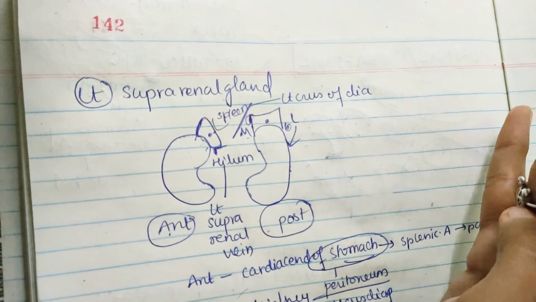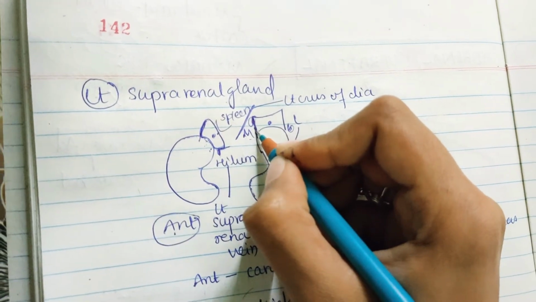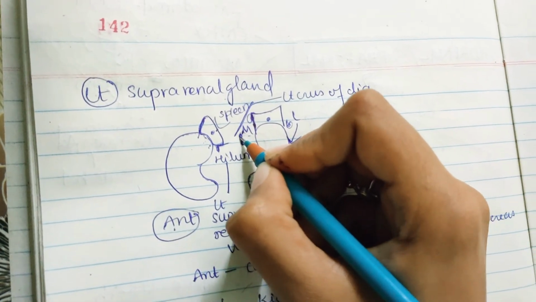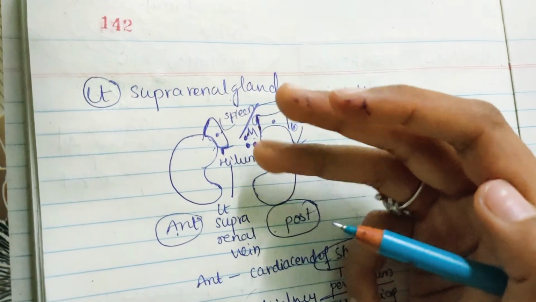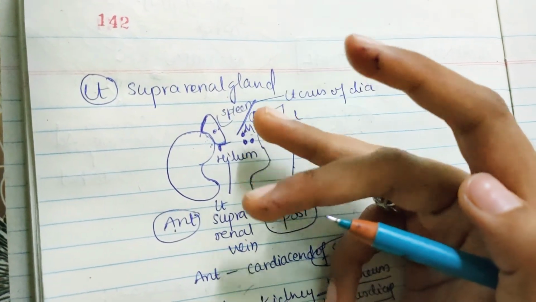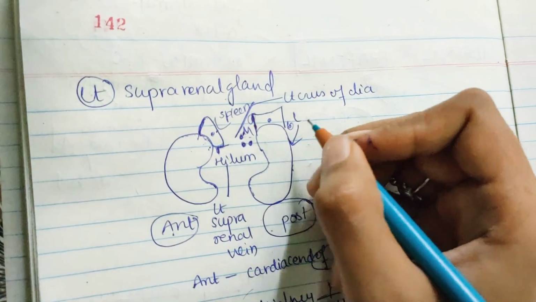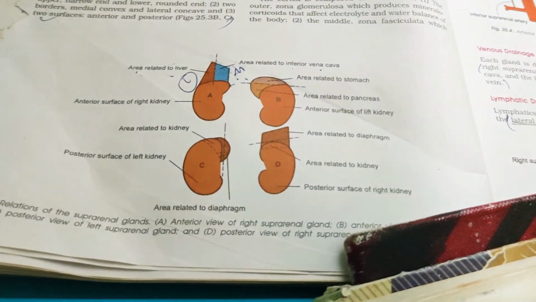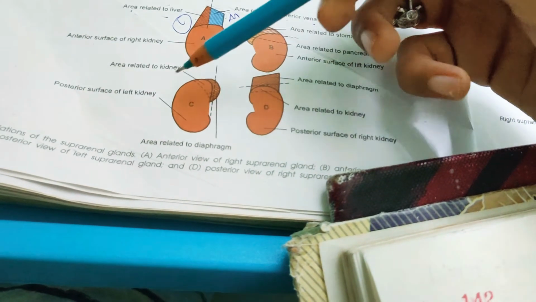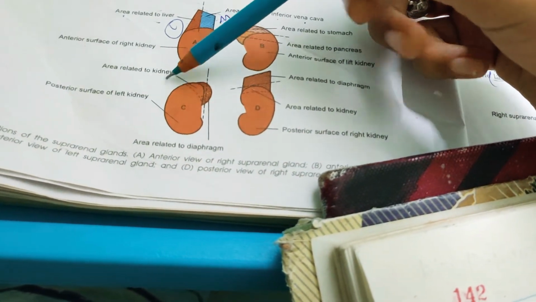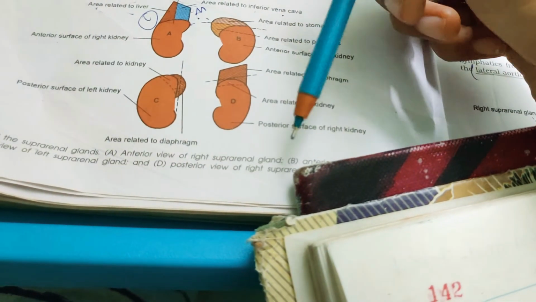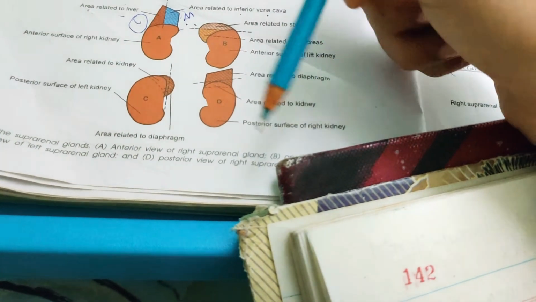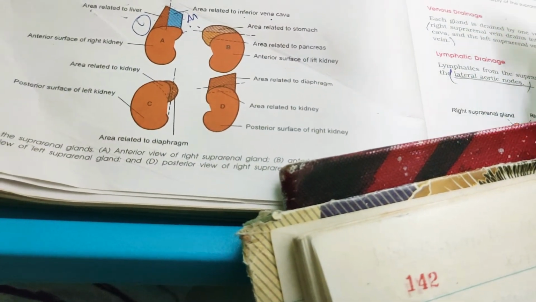And now coming to the medial border. If you see the medial border, it is related to left celiac ganglion and also to left inferior phrenic artery and left gastric artery. Left celiac ganglion, left inferior phrenic artery, left gastric artery. Lateral border is related to the stomach. Okay, so let us see this diagram. You can see here, this is the left suprarenal gland. The upper side is related to kidney. This is the posterior surface of left kidney, and this is the area related to diaphragm, and this is the area related to kidney. Okay, so by this we completed the right and left suprarenal glands.